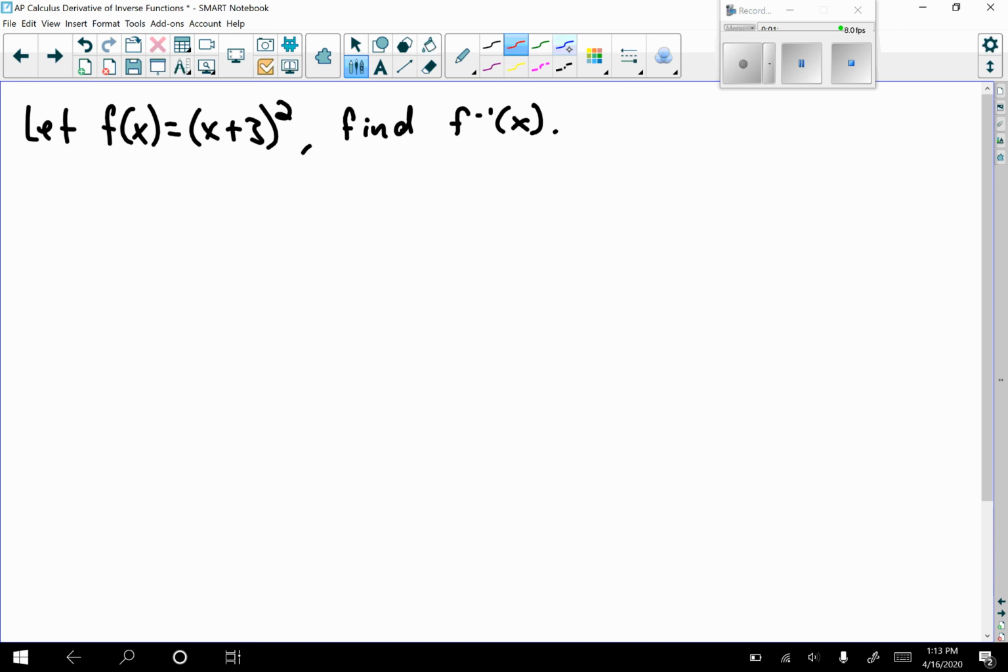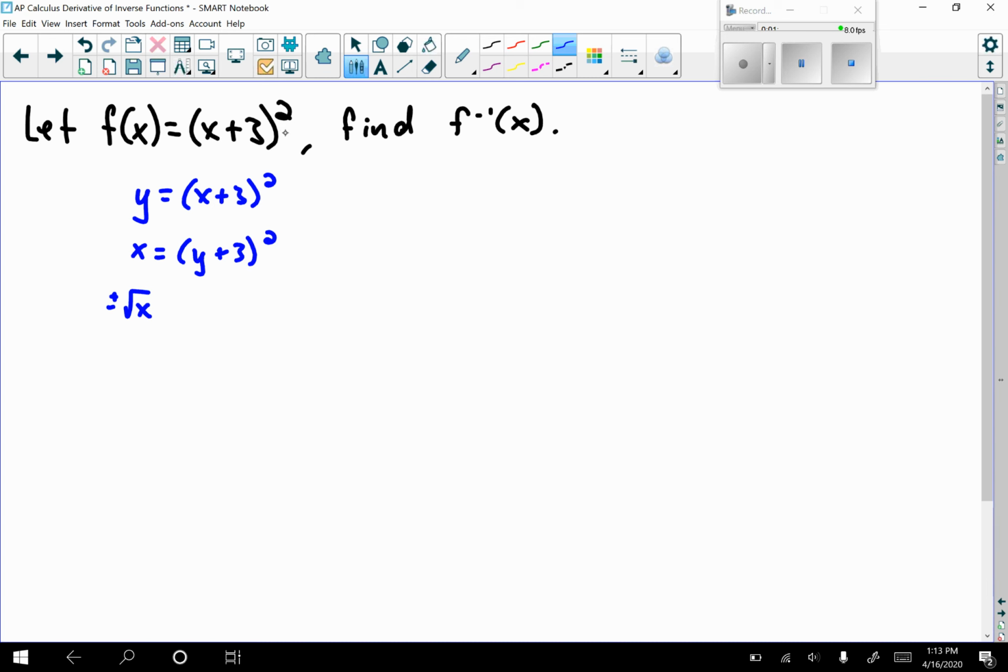Well, instead of using the f of x notation, let's just use y equals the quantity of x plus 3 squared. This is where I now want to switch x and y, and then continue to solve for y. So my next step is to take the square root, but remember when we do that, we want the plus or minus the square root of x, because if you think about this, f of x is quadratic.